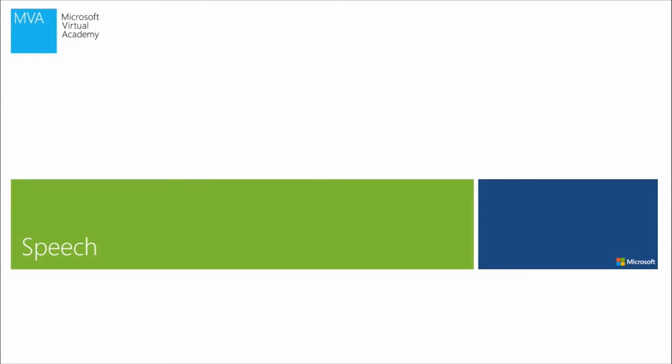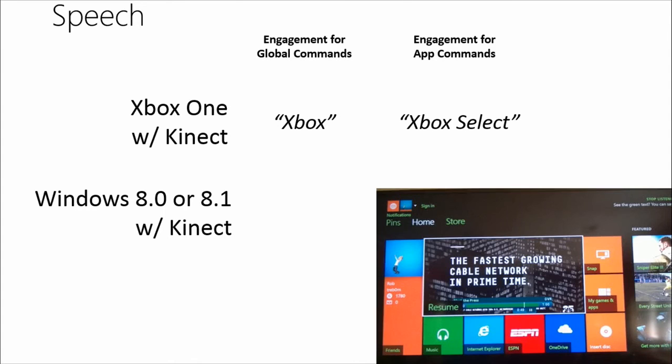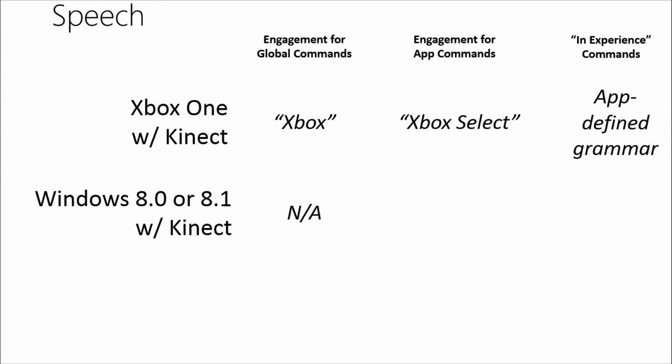So we're going to switch over now towards speech and talk about another important input mechanism that Kinect enables. Speech on the Xbox One with Kinect and both Windows 8 and beyond with Kinect have a number of things in common. So Xbox has one model for using global commands, and you say the term Xbox and you're able to access global commands at that point. There's another model for interacting with the current application's user interface, where you say Xbox Select, and text turns green, and you have prompting and a great experience there. And then you can also have in-experience commands, where games or applications have app-defined grammars that provide great shortcuts for users. In Kinect for Windows 2.0, we don't have global commands.